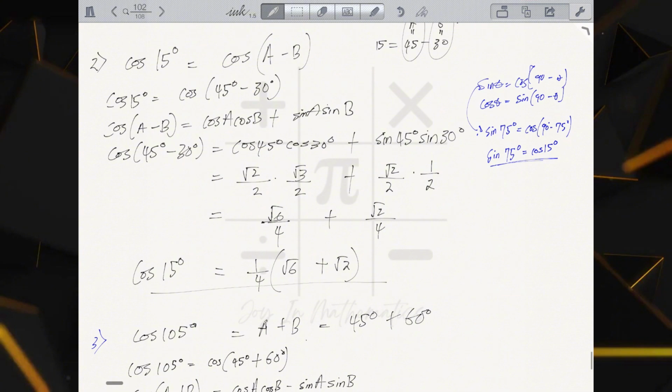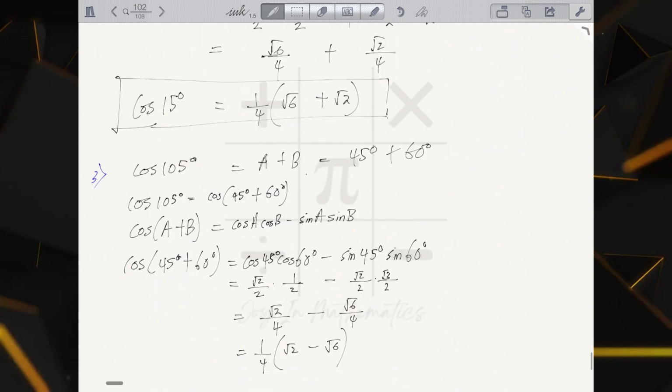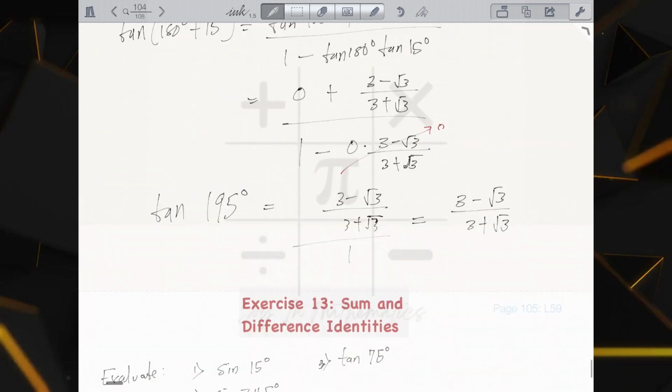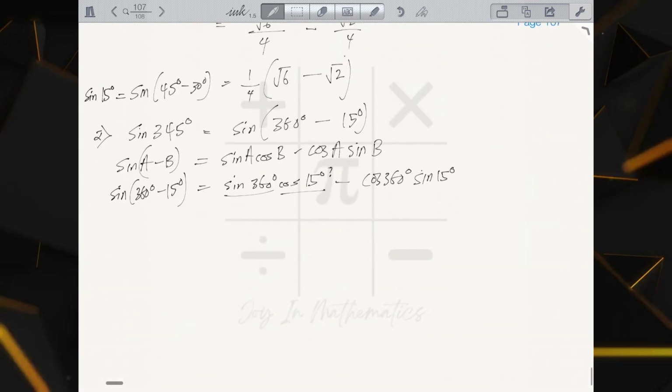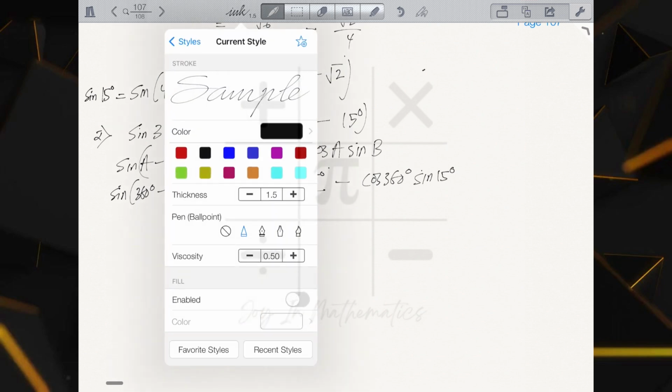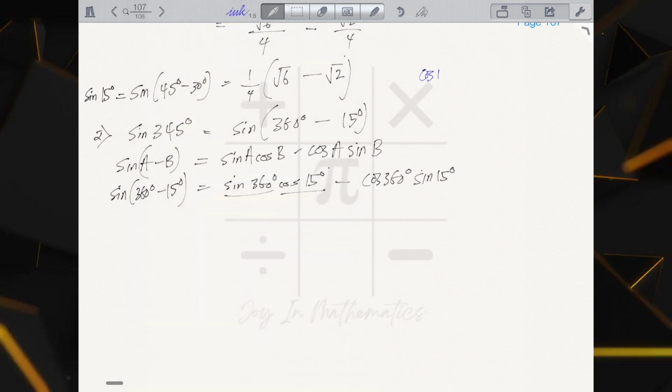Do we have it? Yes, we have cos 15 degrees to be equals to 1 over 4 into root 6 plus root 2. So we have cos 15 degrees to be 1 over 4 into root 6 plus root 2. Let's write it here. Cos 15 degrees is 1 over 4 into root 6 plus root 2.